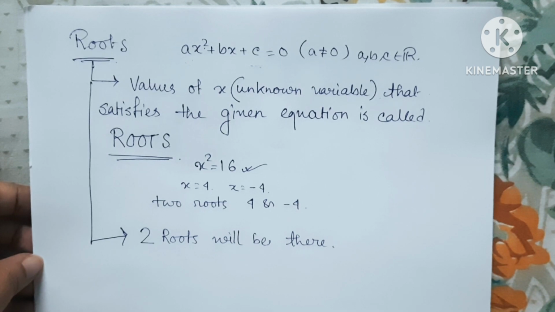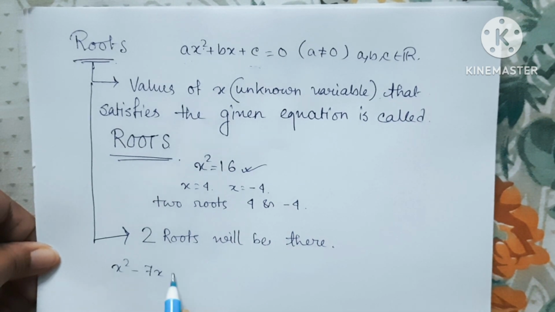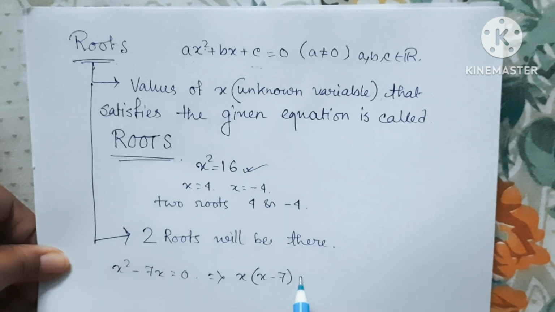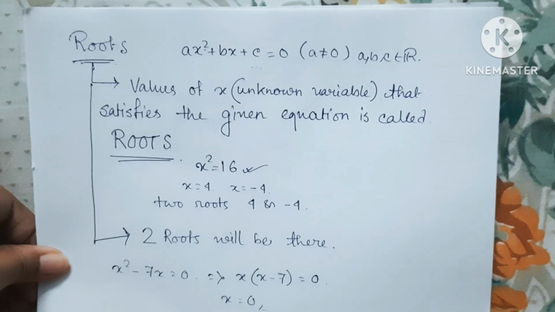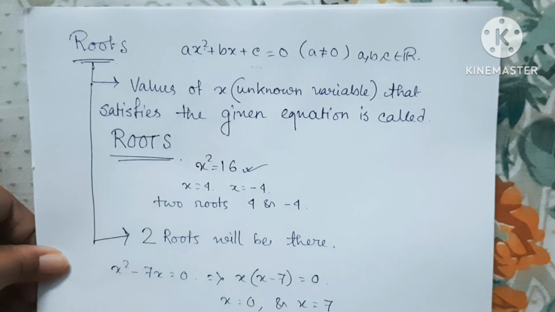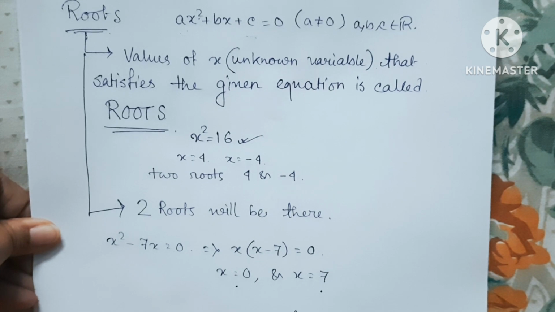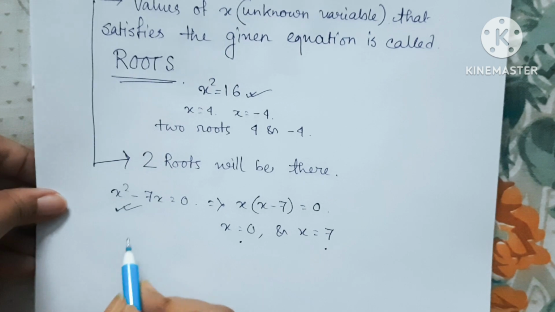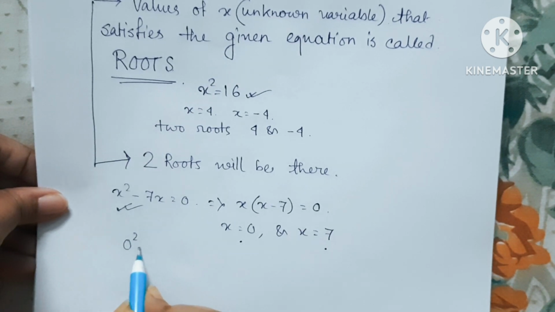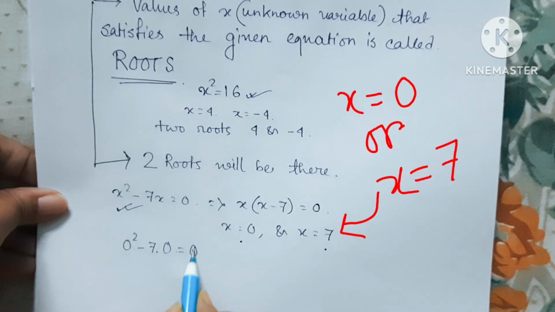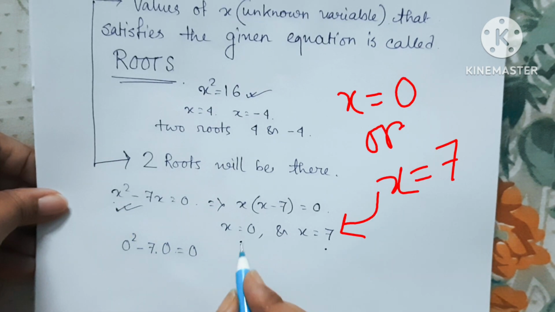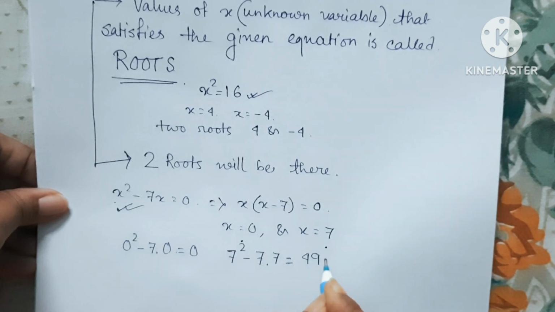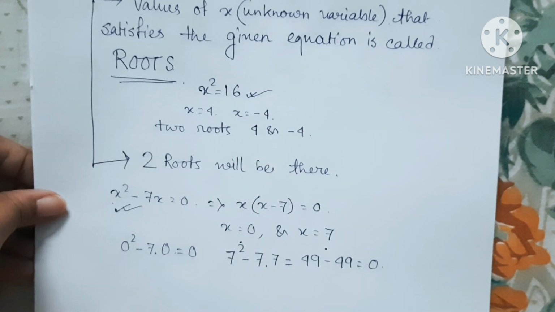Okay, suppose x square minus 7x equal to 0, you can write like this, x into x minus 7 equal to 0. Now x equal to 0 and x equal to 7, so you have got 2 roots of this equation. If you put 0, see, 0 square minus 7 into 0, obviously it will become 0. Now if you put x equal to 7, see, 7 square minus 7 into 7. Okay, so 7 square is 49 minus 49, that will give you 0.